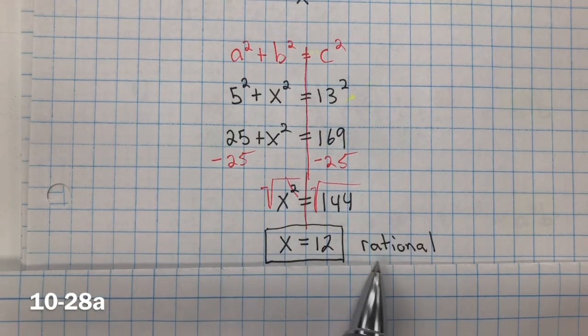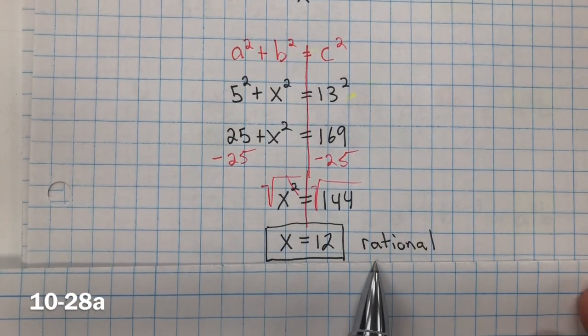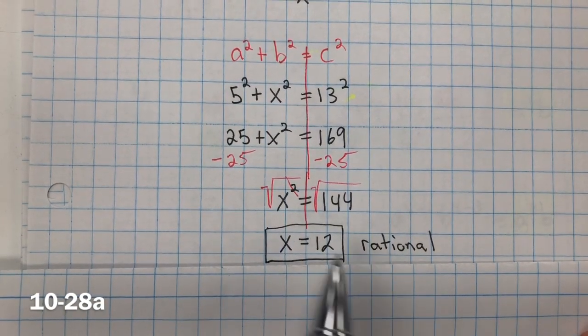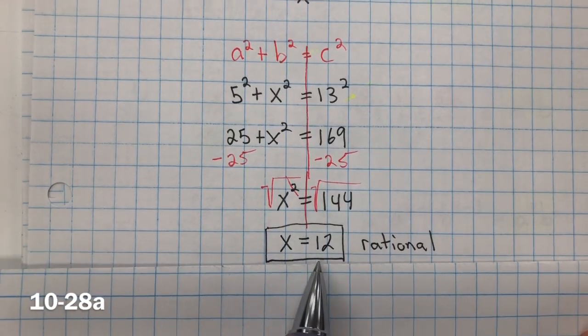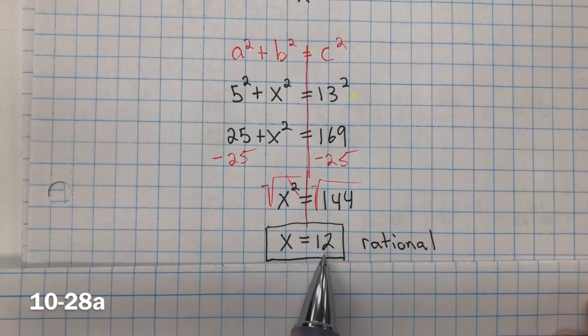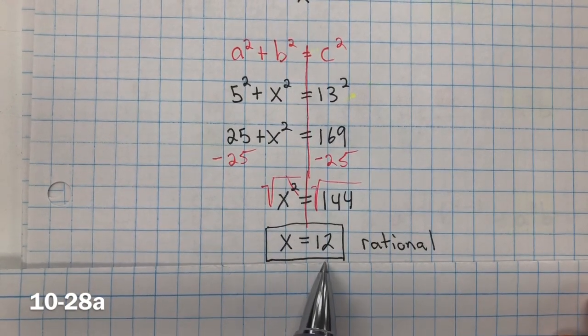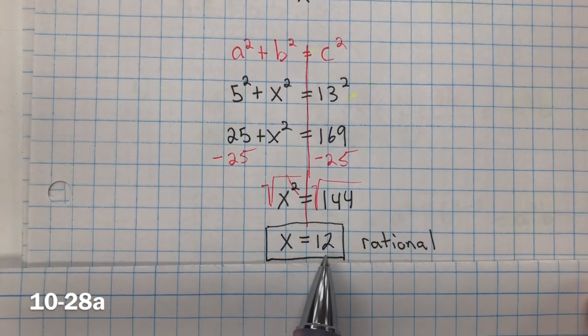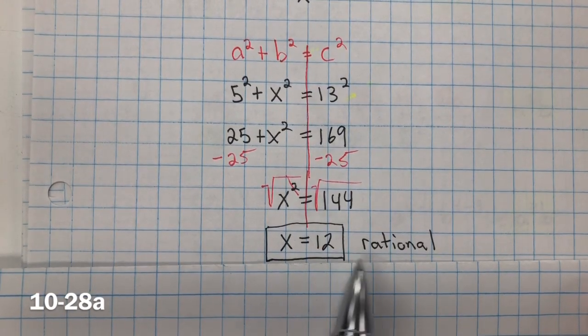The second part was asking, is it rational or irrational? So a rational number is anything that can be written as a ratio. 12 can be written as a ratio. If it terminates or repeats, it's also rational.